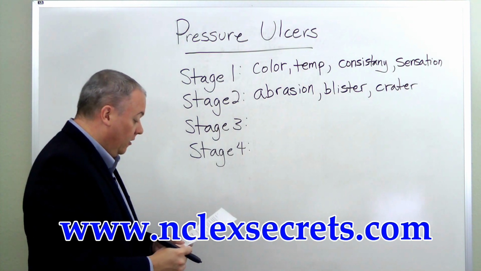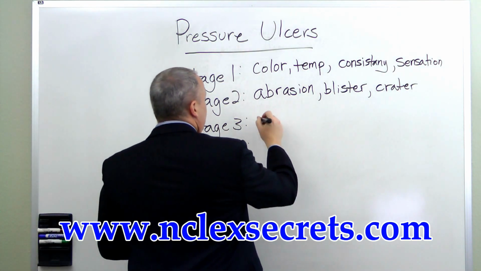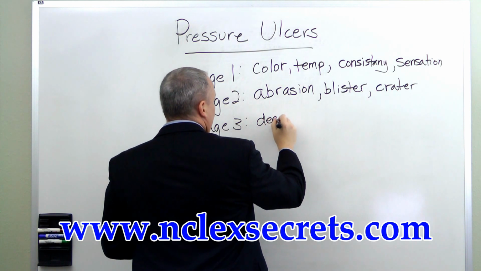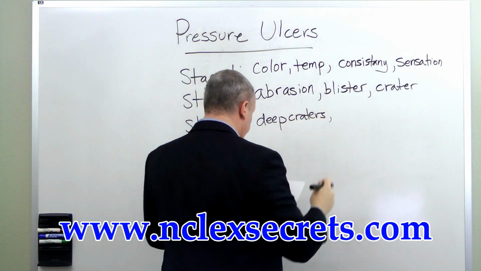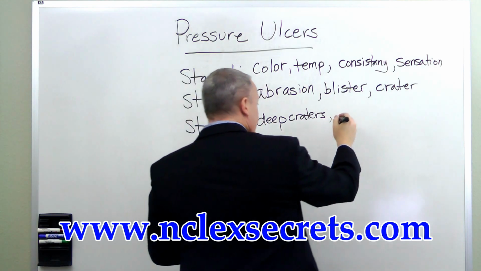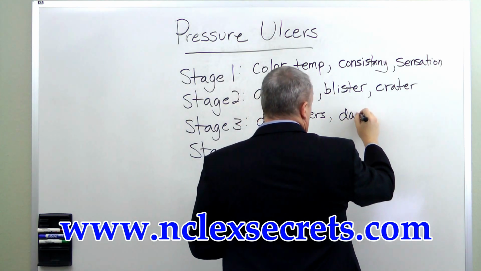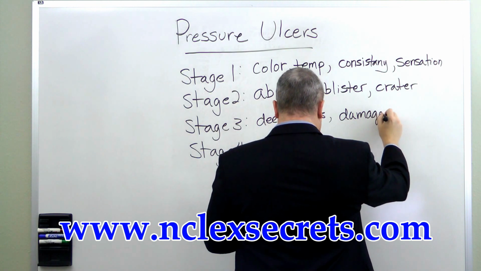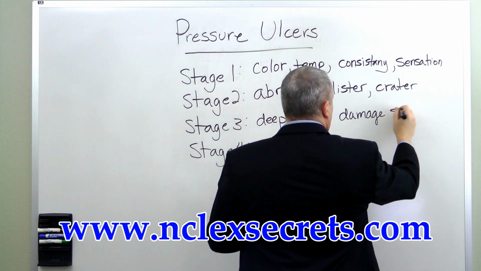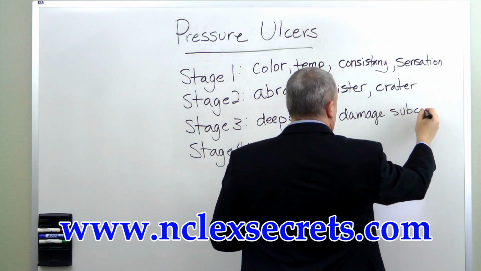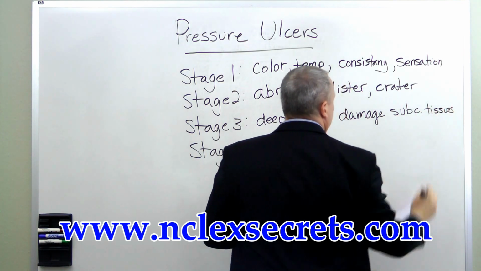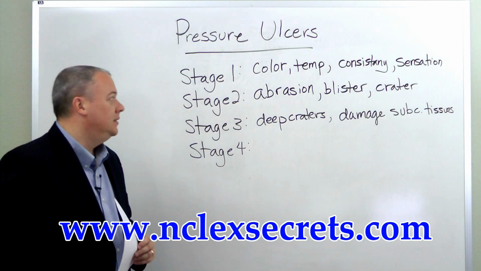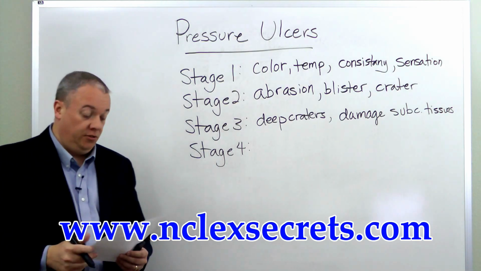Stage 3 ulcers are noticeable by deep craters, and there is damage to the subcutaneous tissues. Deep crater and observable damage to the subcutaneous tissues.